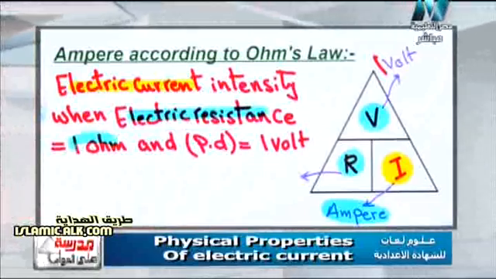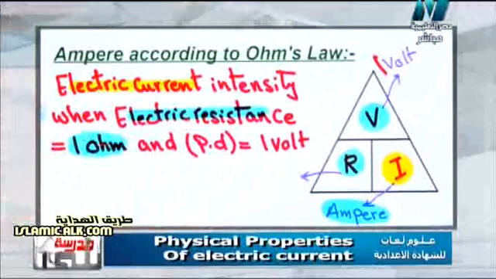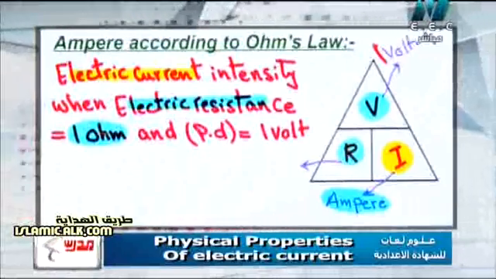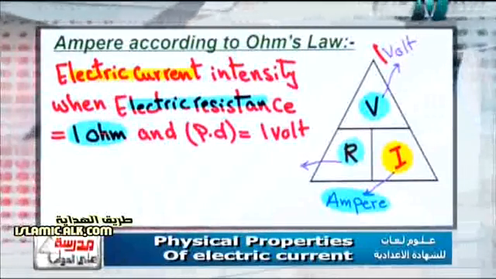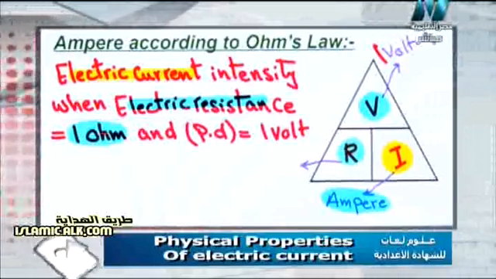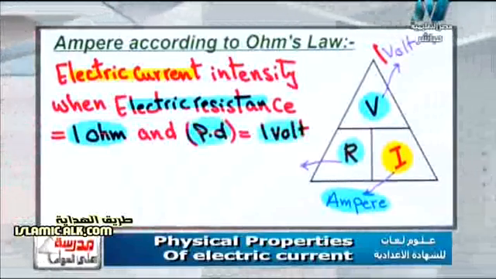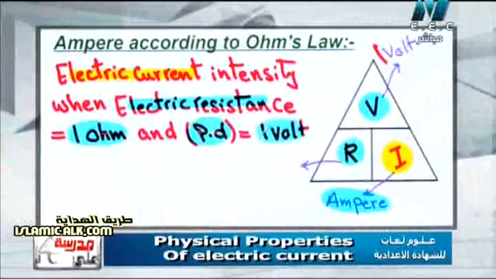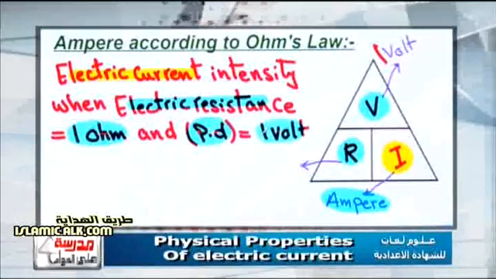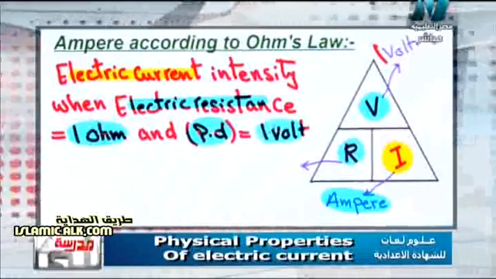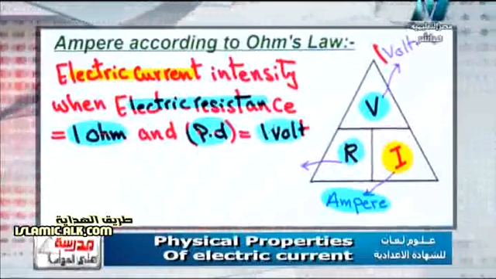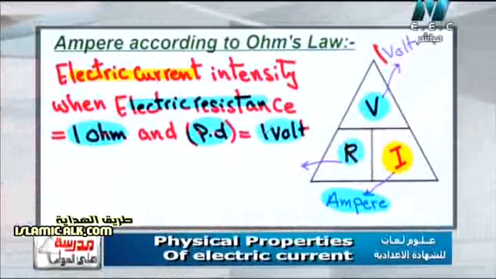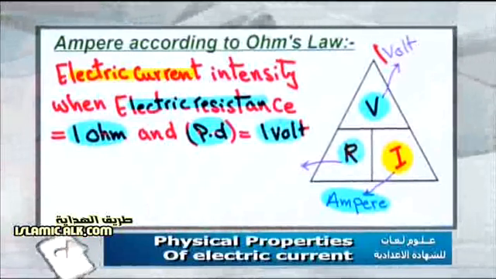Some students may ask me now, we can start with the potential difference as you like, after electric current intensity as you like, and potential difference equal 1 volt as you like. We can start with electric current, electric resistance or potential difference, but we write right after each one of them its measuring unit, to mention the definition of the ampere as a measuring unit of the electric current intensity.